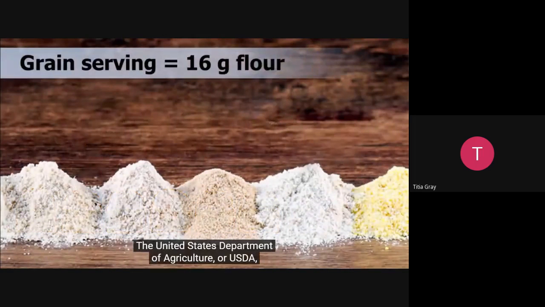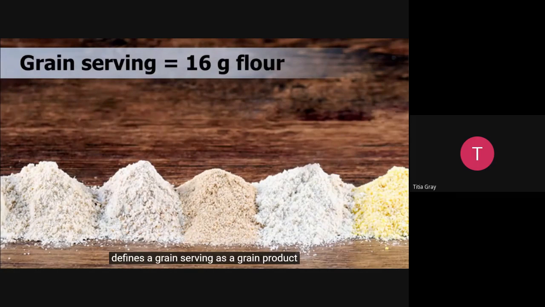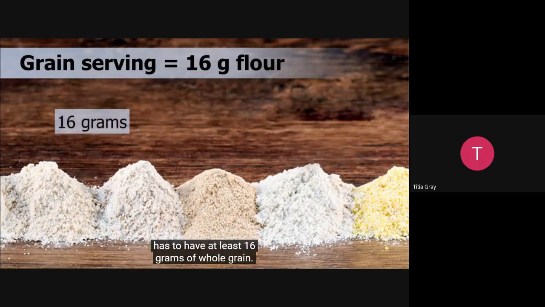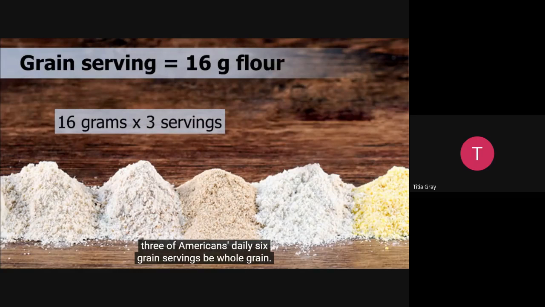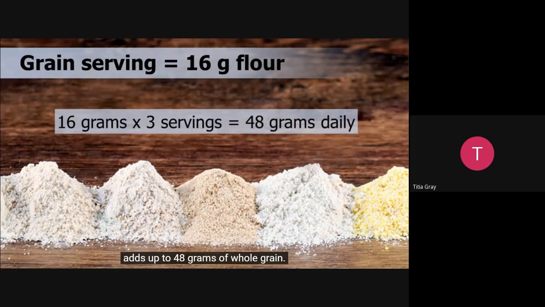The United States Department of Agriculture, or USDA, defines a grain serving as a grain product containing at least 16 grams of flour. To be a whole grain serving, the product you eat has to have at least 16 grams of whole grain. The dietary guidelines recommend that at least 3 of Americans' daily 6 grain servings be whole grain. 3 servings of whole grain food daily adds up to 48 grams of whole grain.